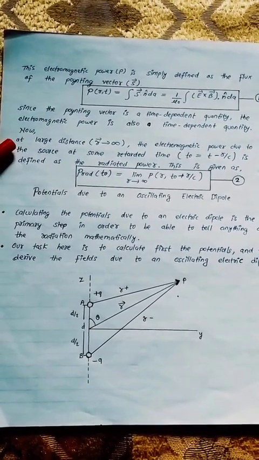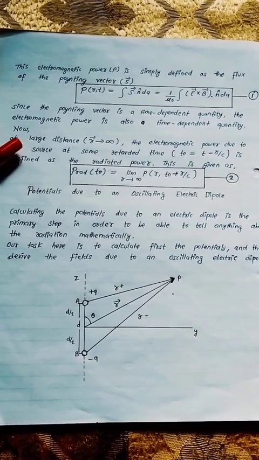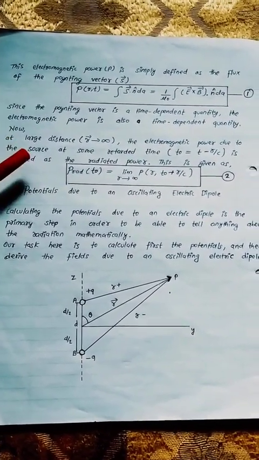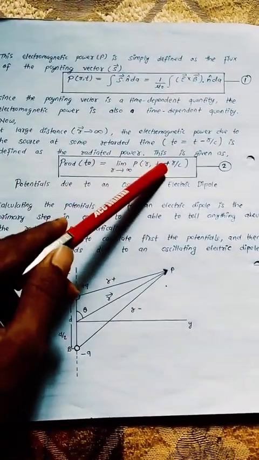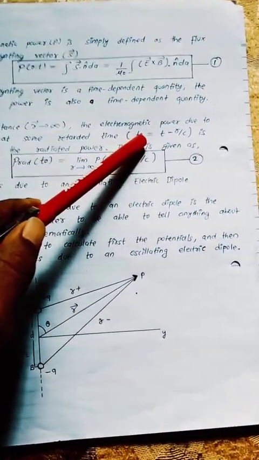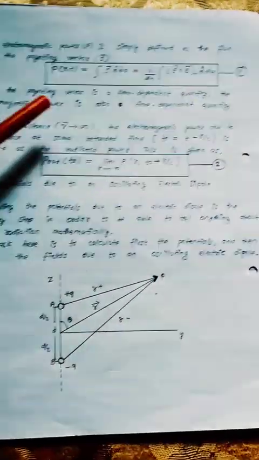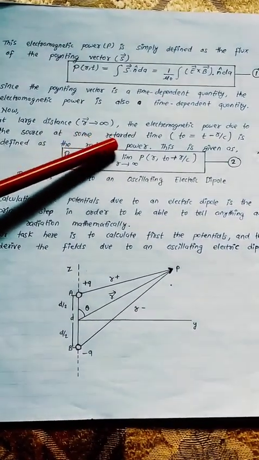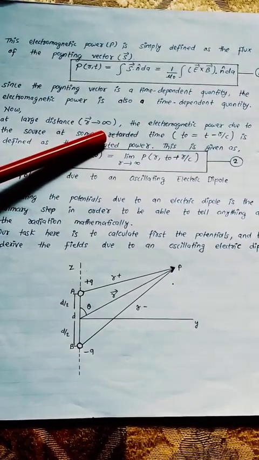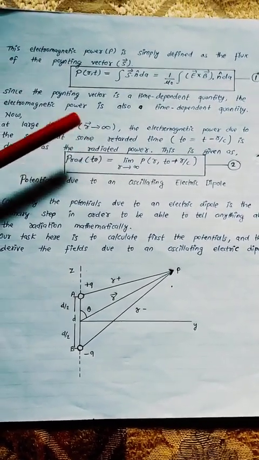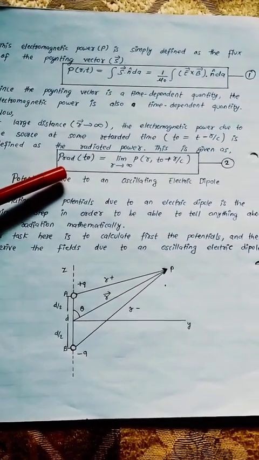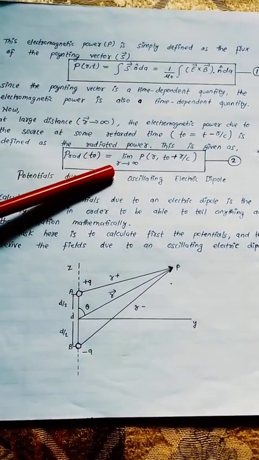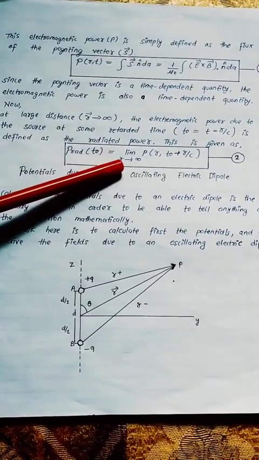Now at large distance, r tends to infinity, the electromagnetic power due to the source at some retarded time t0 equal to t minus r by c is defined as the radiated power. This retarded time means this is the delay of time. This is given as P retarded, t0, equal to the limit of r tends to infinity.